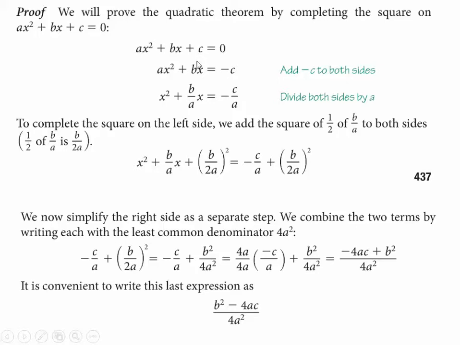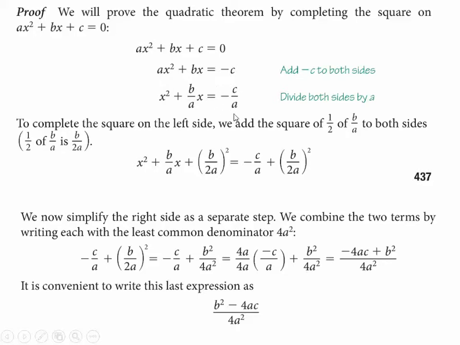So subtract the c over, leave just a little bit of space. Hey, look at this. See this little number in front of x squared? We should divide by a everywhere. Kind of feels weird to divide by a. So divide by a here leaves the x squared alone. Divide by a here gives you b over a. Divide by a here gives you negative c over a.